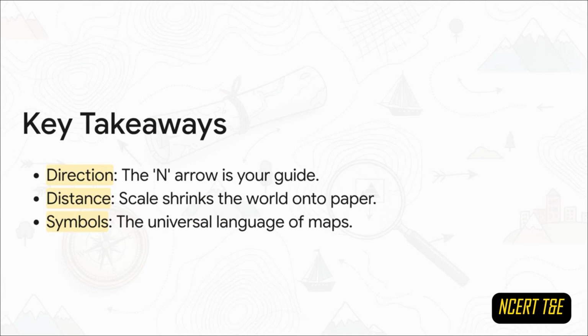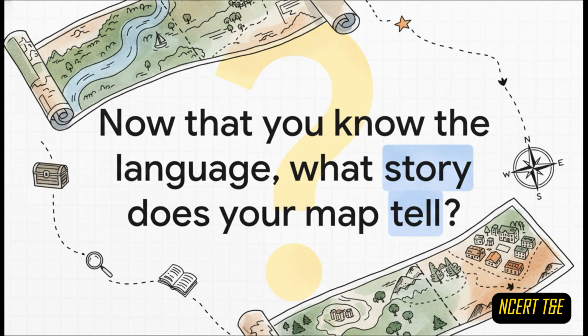So let's bring it all home. When you boil it all down, reading any map is really about mastering 3 simple things. First, direction. That N arrow is your guide. Second, distance. The scale is what shrinks the world down for you. And third, symbols. That's the universal language the map uses to talk to you. Once you have these tools, a map really stops being just a piece of paper. It becomes a story, just waiting for you to read it.